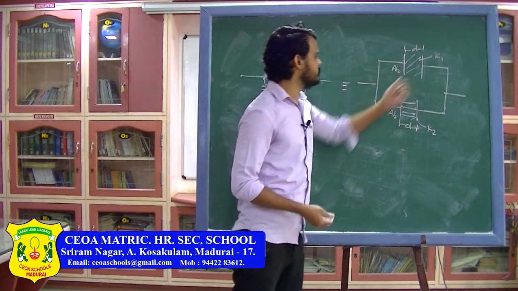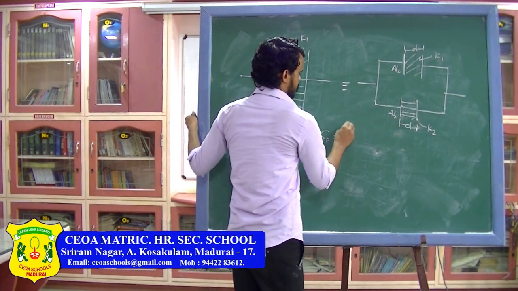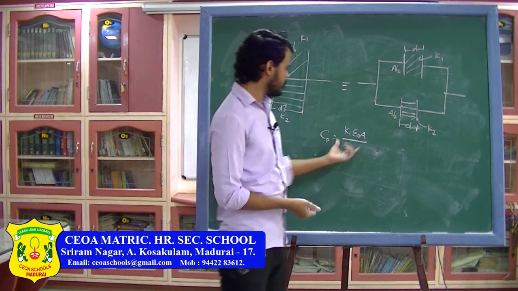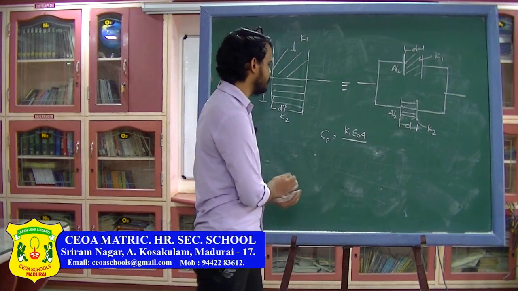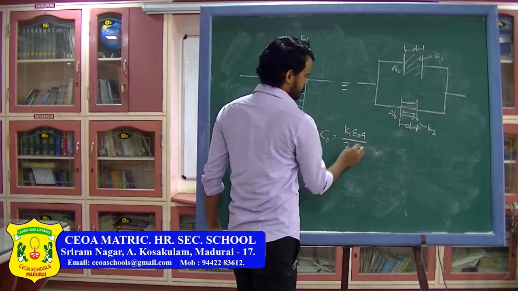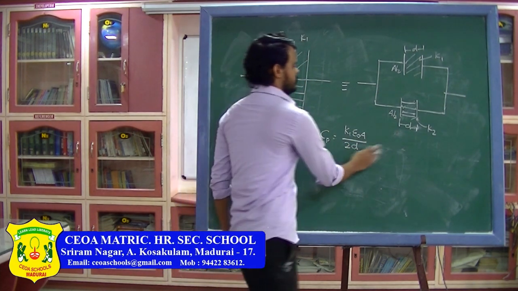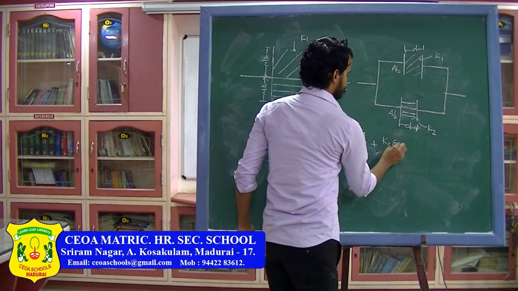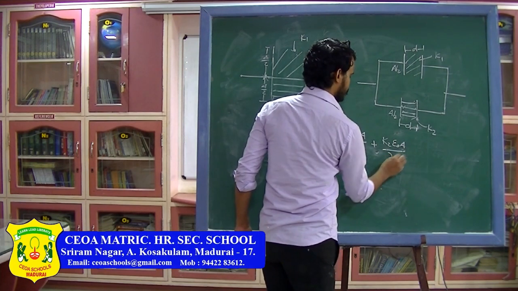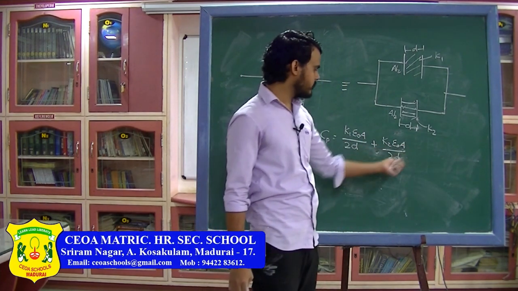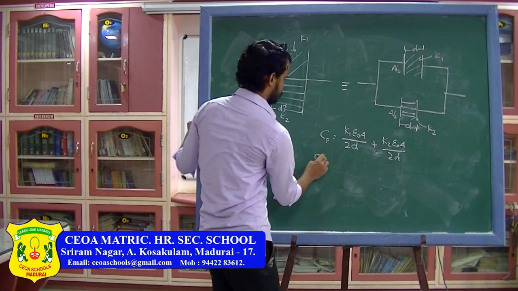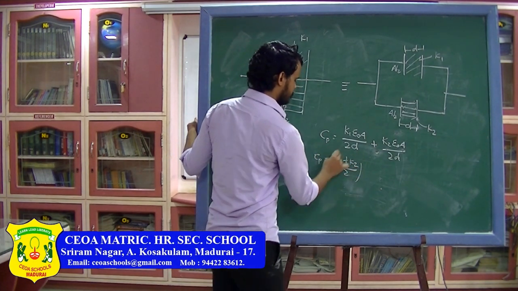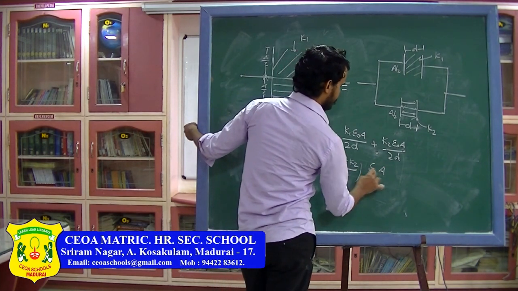Now the capacitance of this one I can write as K1 times epsilon naught A divided by, the area of this capacitor is A by 2, into the distance between the plates which is d. Similarly the capacitance of this one can be written as K2 times epsilon naught A divided by 2d. From here you can take epsilon naught A by d common and you can write this as K1 plus K2 divided by 2 into epsilon naught A divided by d.